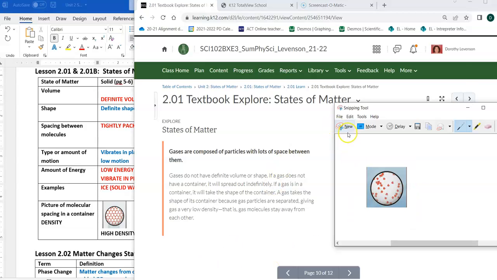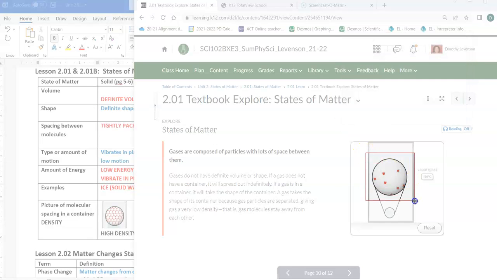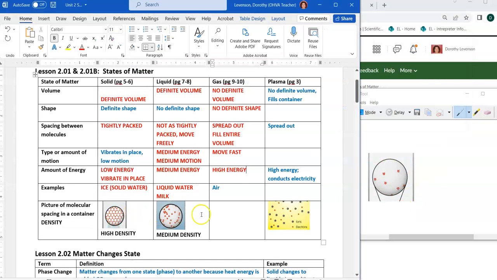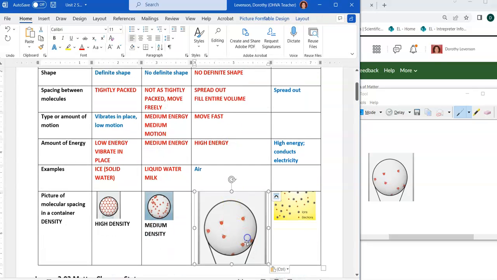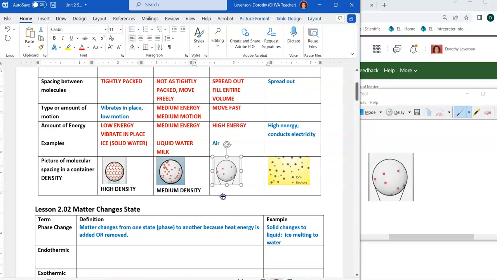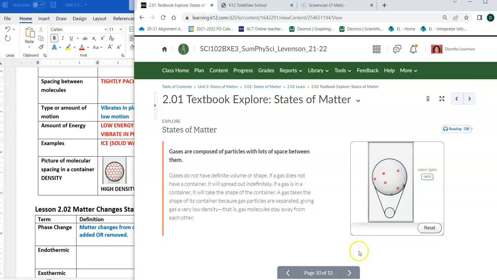And then we can go to page 10 and get that picture with our little snipping tool, and stick that in here, paste. And of course, if it's big, shrink it down. And we can say low density. And on the plasmas, again, we're going to say low density, right? Because they can spread out forever.